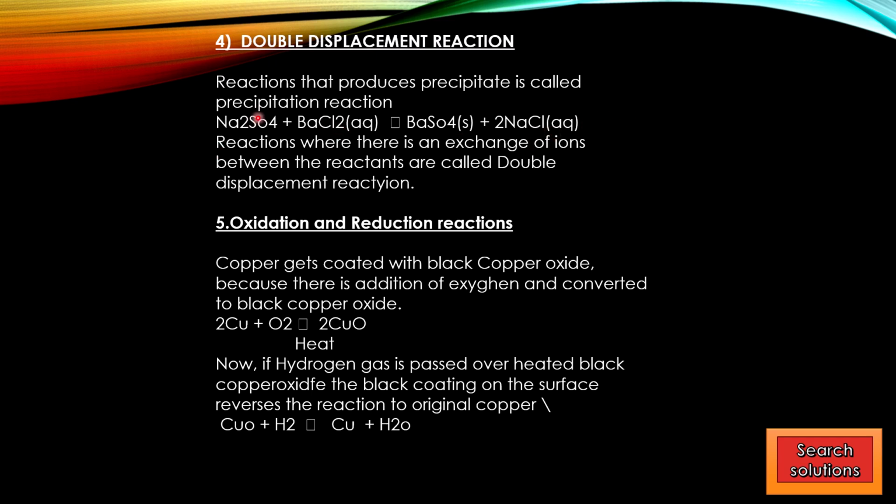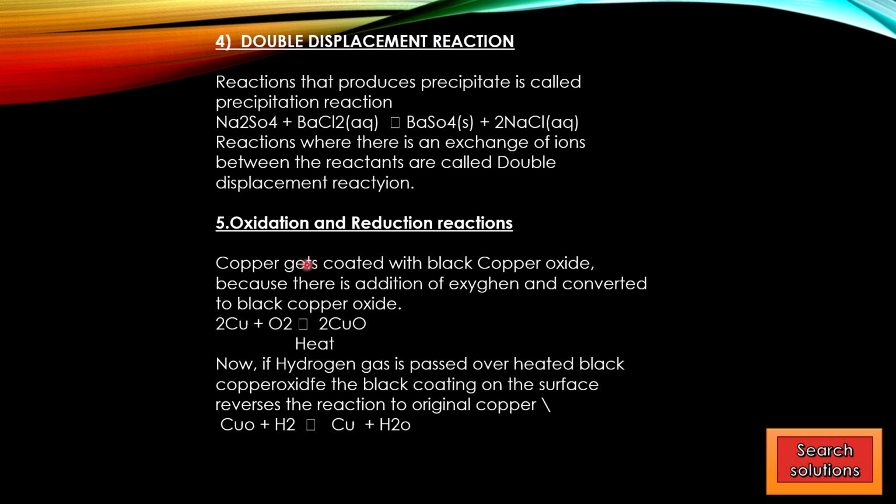In general, if I want to say, I'll call this A, this B, this C, and this D. So finally what happens, AD and BC will be the products. Such type of reactions are called double displacement reactions. Please learn these points so that it will be helpful for you to make the summary.